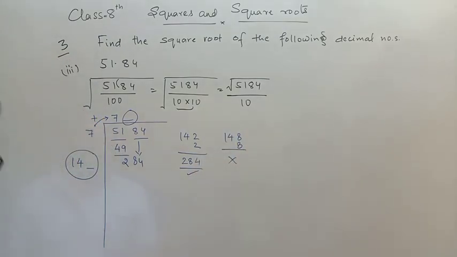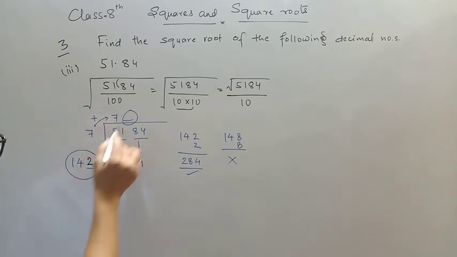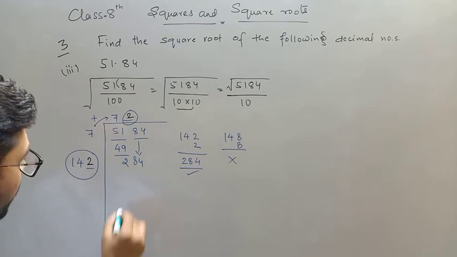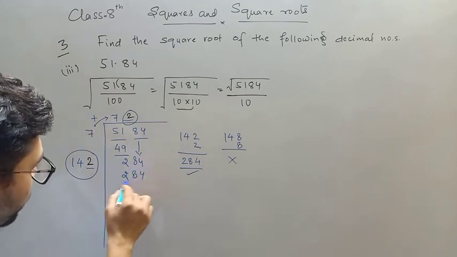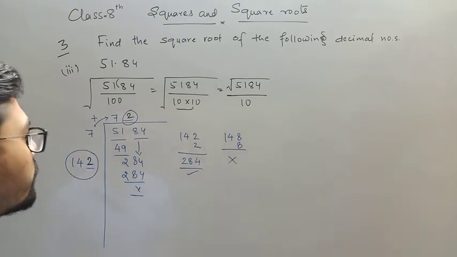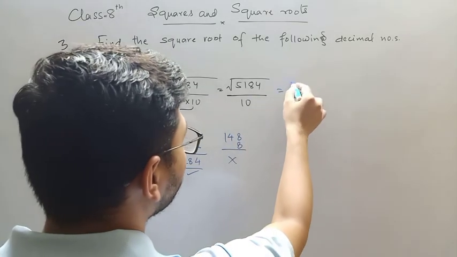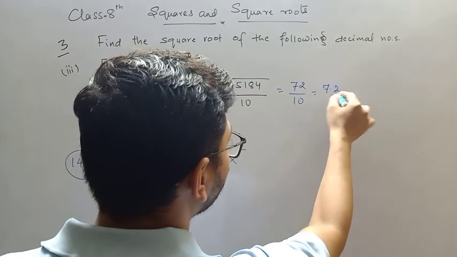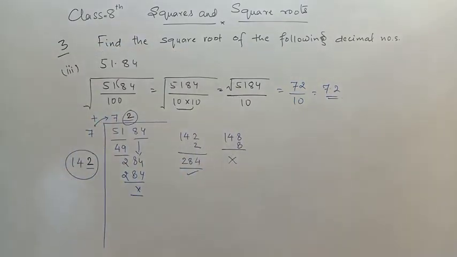Now I'll put it here. 2 142s are 284, okay? 284. That means the square root of 5184 is equal to 72. So I can write directly 72 divided by 10, that means 7.2. Note it down fast.